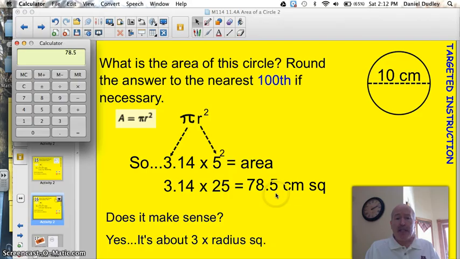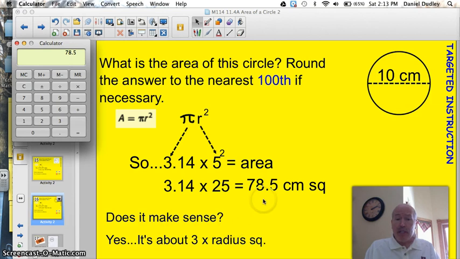It's expressed as a tenth. If I want to round it to the nearest hundredth, I don't need to. I could say 78.50 if I really wanted to, but it's the same answer. So be careful with the way you express your answers. Make sure that in area, you're expressing them as units squared. Make sure that you're also rounding to the appropriate tenth or hundredth or even thousandth, whatever they ask for.